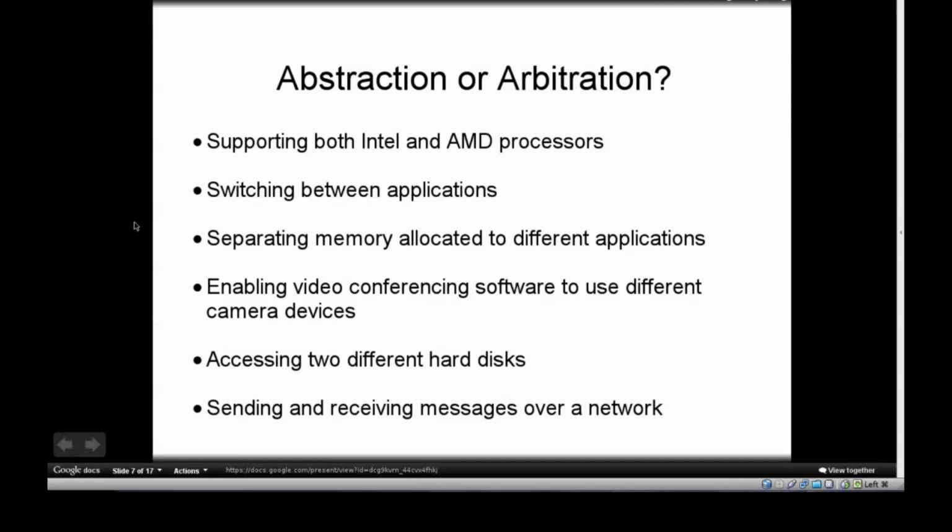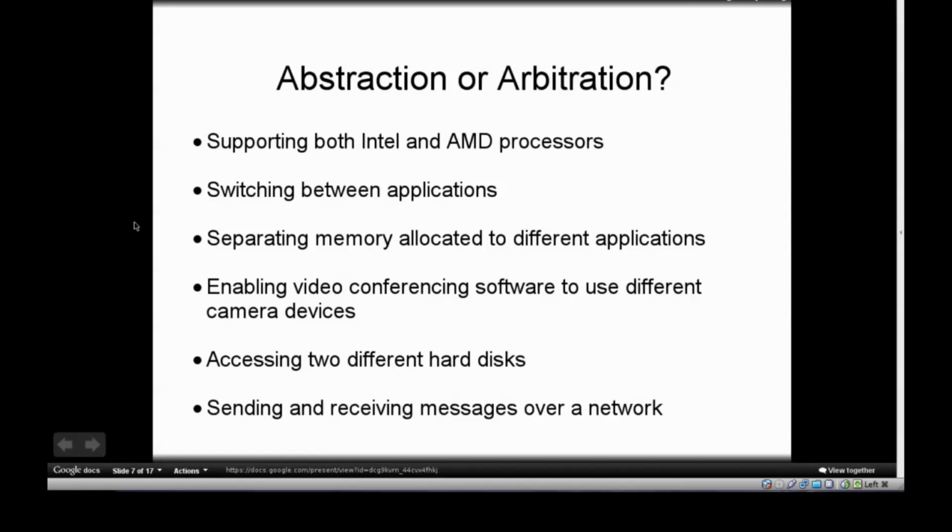Now, of these examples, do we have a situation where we have abstraction or arbitration? Well, first example supporting both Intel and AMD processors. This is an example of abstraction. We don't have to write separate software for an Intel processor relative to an AMD processor, at least for 99.99% of applications. Simply write the application once, it will run on either processor.